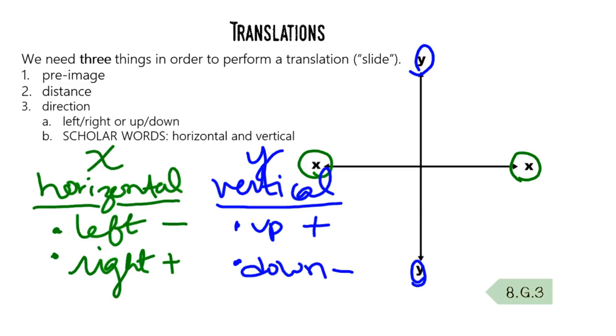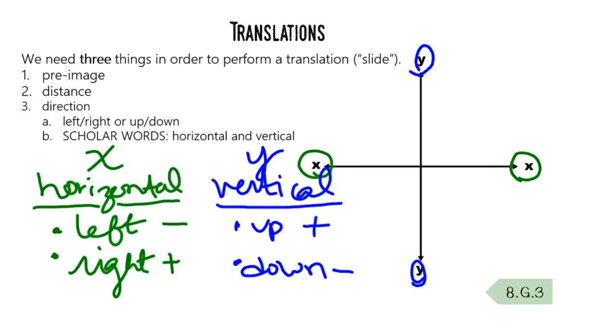So if I have a shape that is being translated up, the y coordinates will have something being added on to them. And that will shift my shape up. And in the same way, if I have a shape that is moving down, my y coordinates will have something subtracted from them.